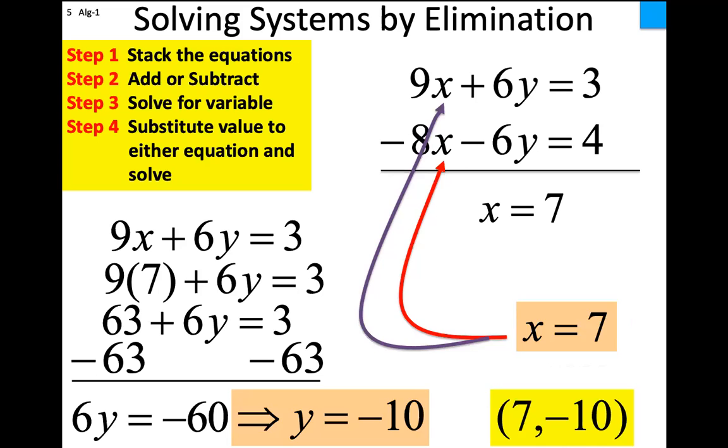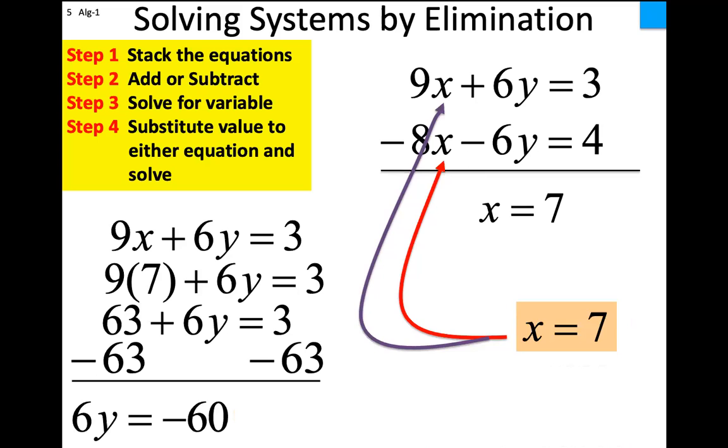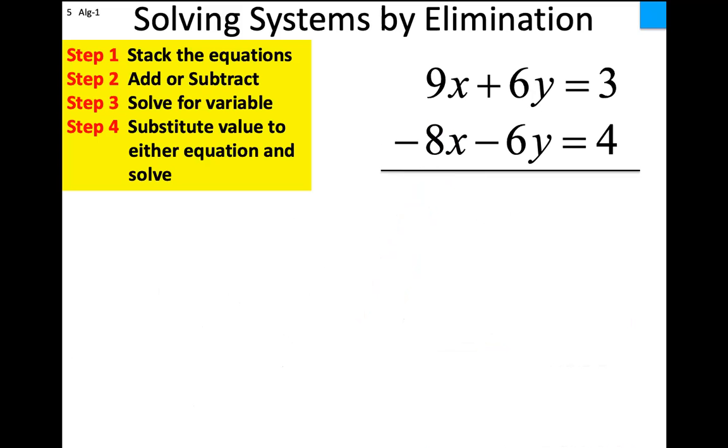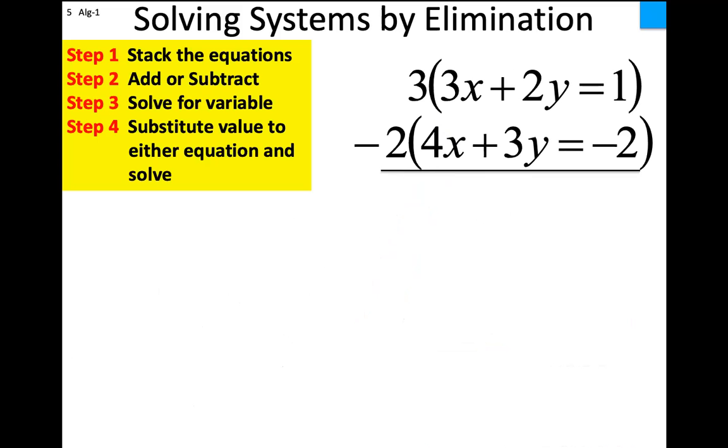Say that one more time. Well, the reason why both of these were in parentheses is because there was no way of matching the x's or the y's by just multiplying one equation by one number. Notice, this was a 3 and a 4. There's no way you could turn a 3 into a 4 with one number. There's no way to turn a 2 into 3 or vice versa with one number.